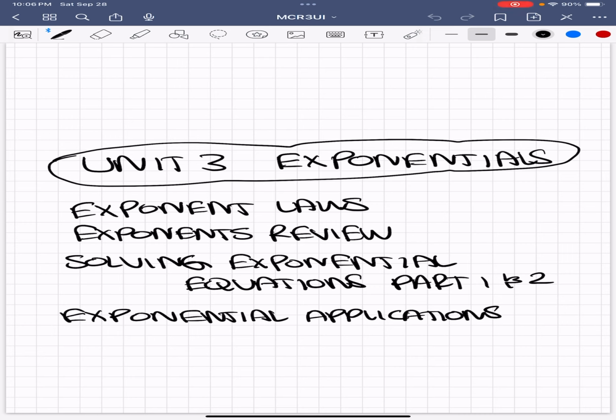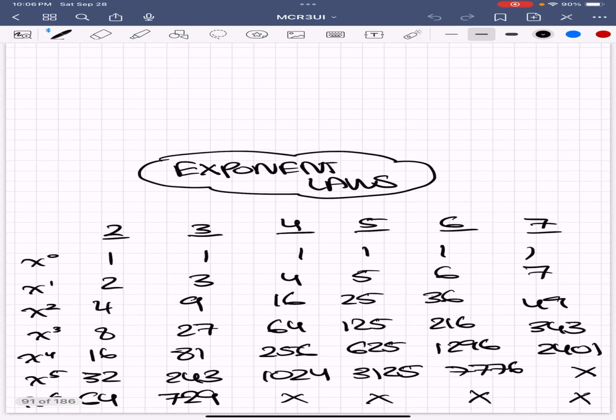Okay, so we are starting exponentials, and in exponentials we have exponent laws, exponents review, solving exponential equations part 1 and 2, and then we also have exponential applications. But this is just going to be a quick review on exponent laws.